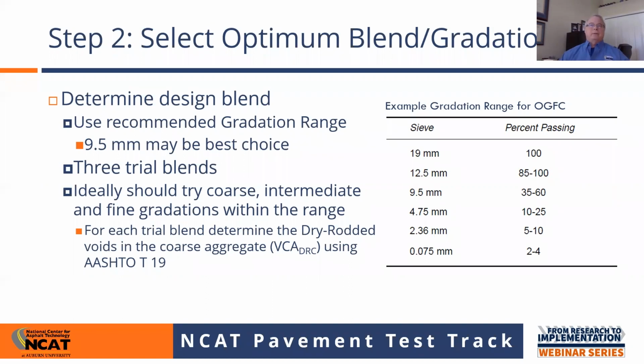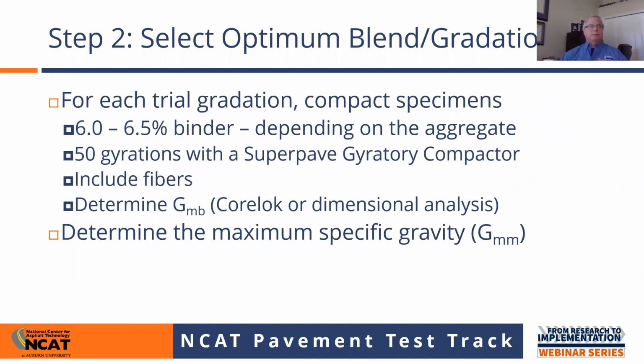Then for each trial blend, we're going to determine something called the dry rodded voids in the coarse aggregate. Part of it is a calculation and part of it is doing the dry rodded unit weight. So once we've got the blend, the different components of the material that we're going to use, for each trial gradation we're going to compact a number of specimens at a guesstimated binder content. Maybe it's in the 6.5% binder content range, depending on the aggregate. Compact at 50 gyrations with a Superpave gyratory compactor. We would include some type of stabilizing fiber.